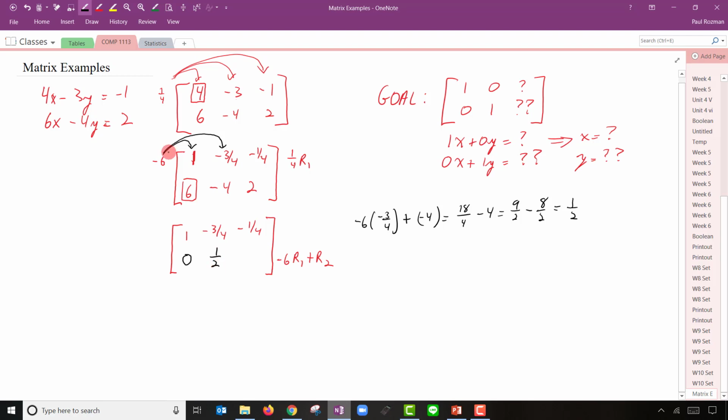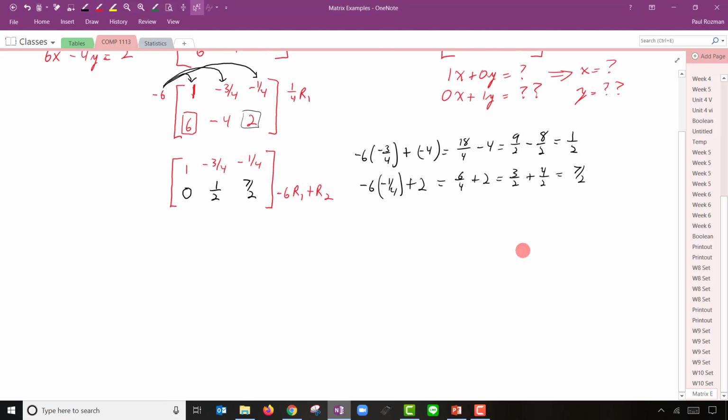We're not done. We still have one more to go. We're going to take our -6 and multiply it by -4, or sorry, -1/4. And then we're going to add that to this 2 and see what we get. The result will go in this spot. So what do we get here? 6/4 plus 2, which is 3/2 plus 4/2. So we get 7/2. That's what goes here. You could probably do that in your head. These numbers are easy enough. I just wanted to show this to you, because when you look back at it, there isn't a lot of work to see how this matrix magically turned into this one.